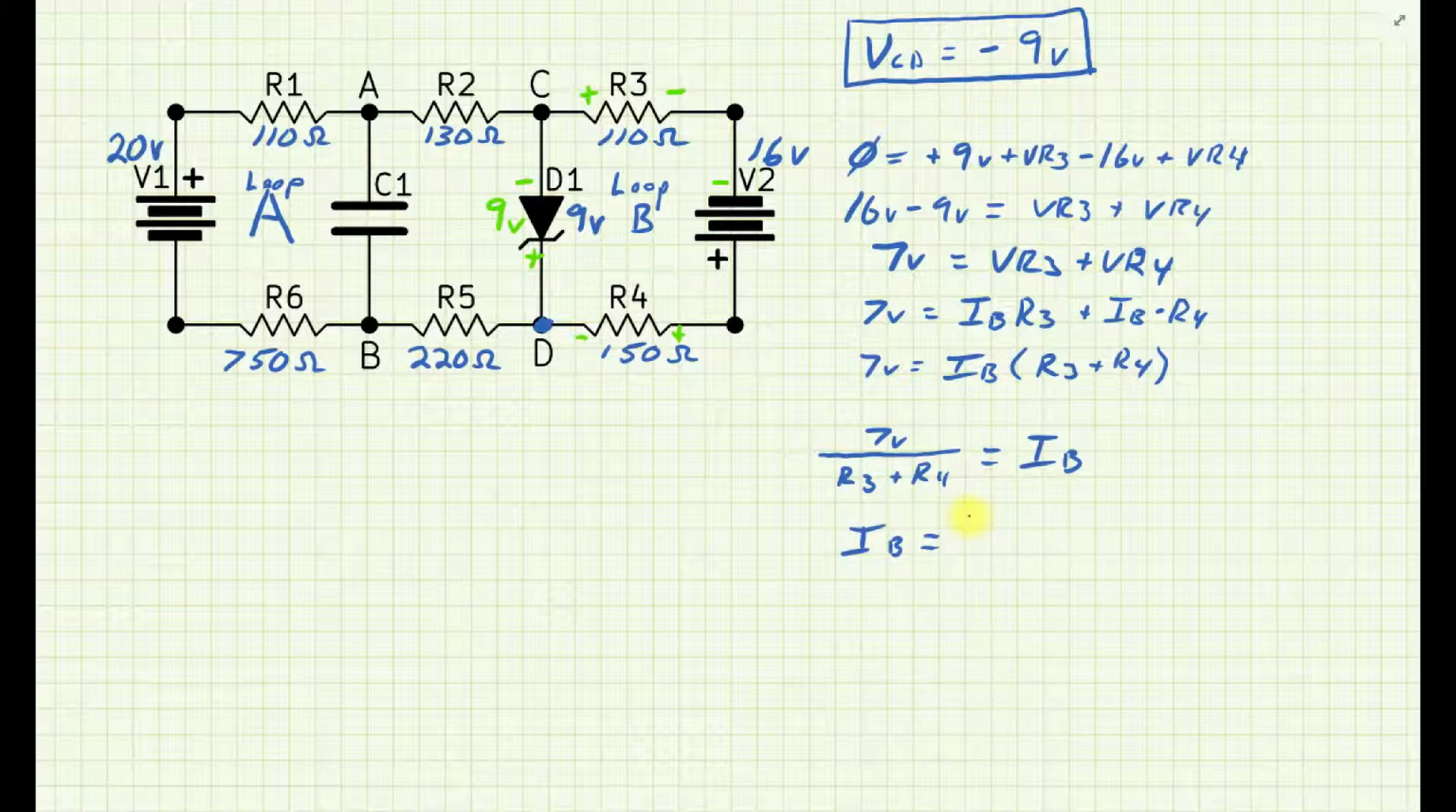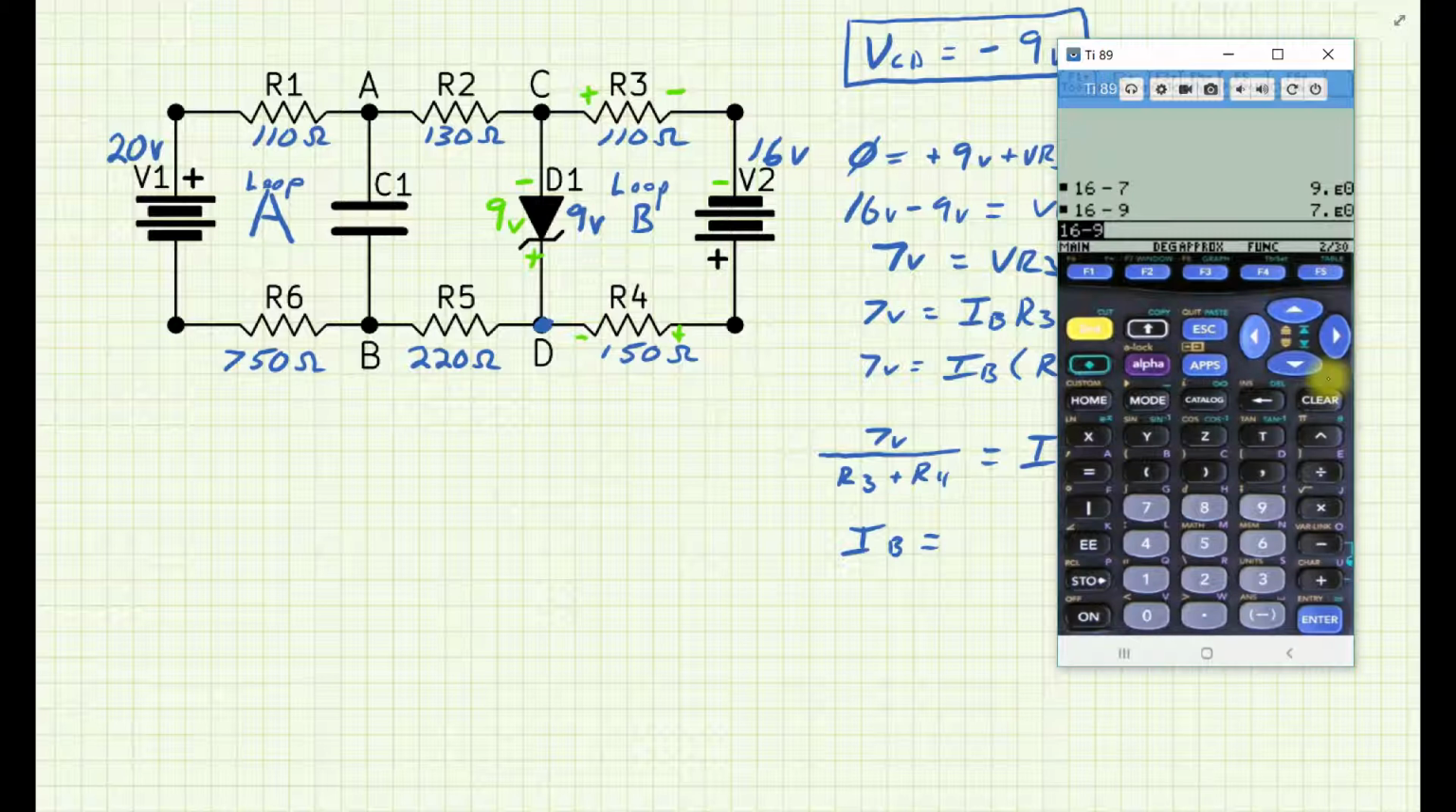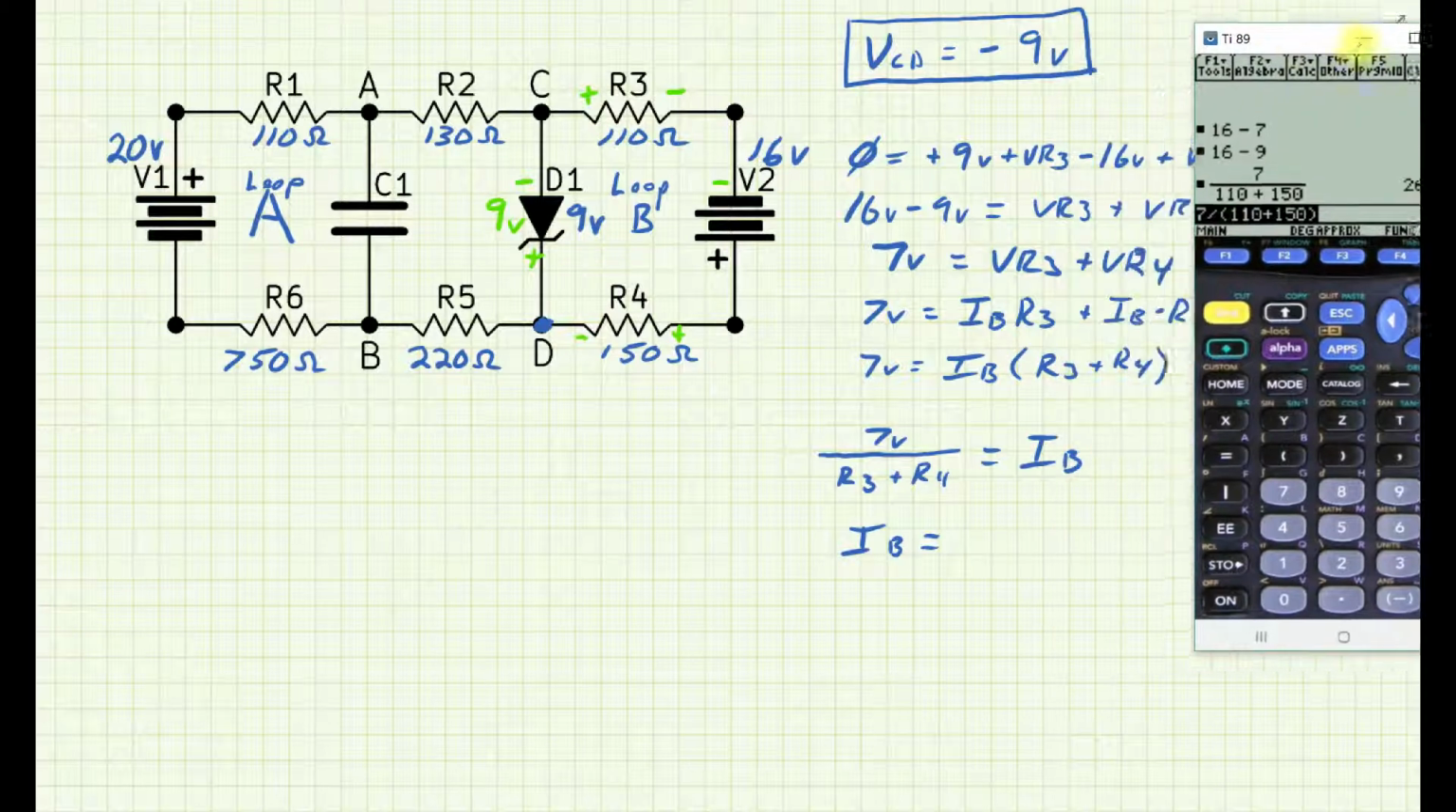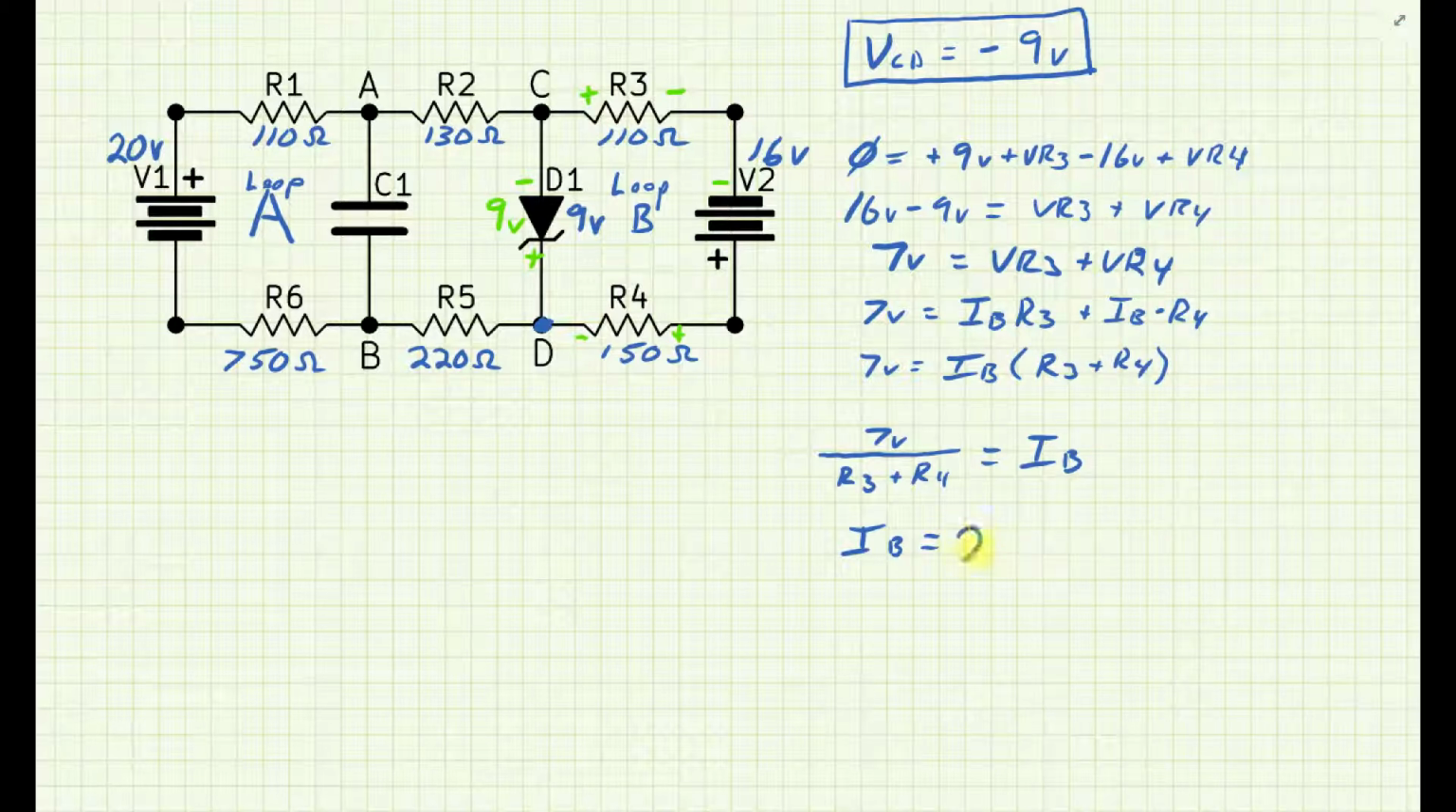IB equals, let's bring that calculator back and solve it. So 7 divided by 110 plus 150. I got everything in the right spot. Alright, 26.92 milliamps. So that seems right.